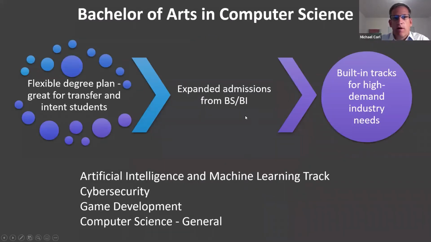You get to the Bachelor of Arts. It's a flexible degree plan. You're allowed to take a lot more gen ed type courses. So you get a broader education, and Bachelor of Arts is typically a broad education. And in this case, we do a little bit of emphasis in computer science. There are four tracks available with the Bachelor of Arts: artificial intelligence and machine learning, a cybersecurity track, a game development track, and then the computer science general track.